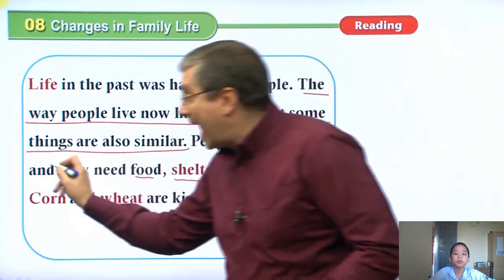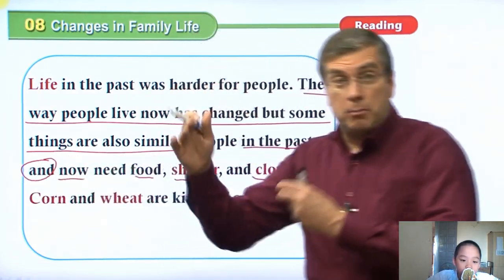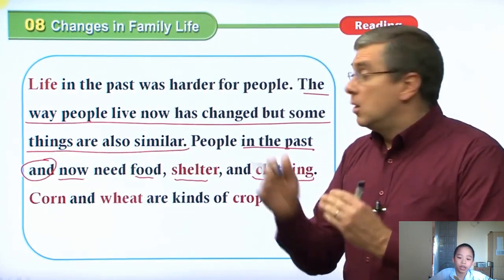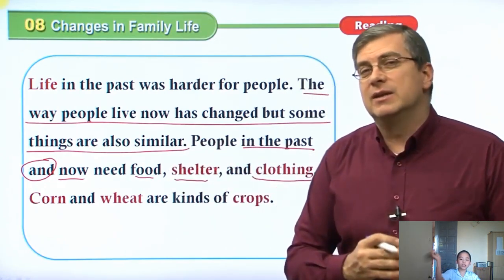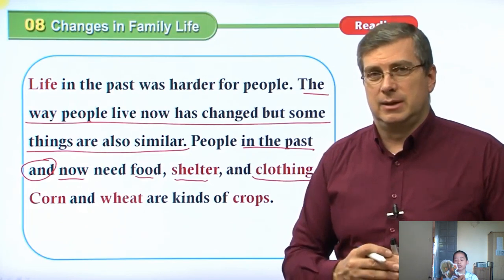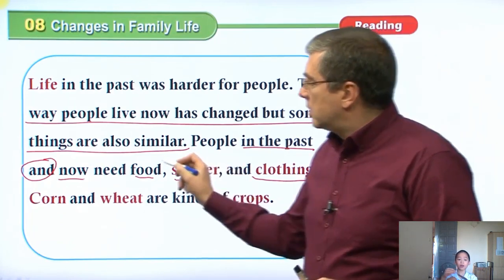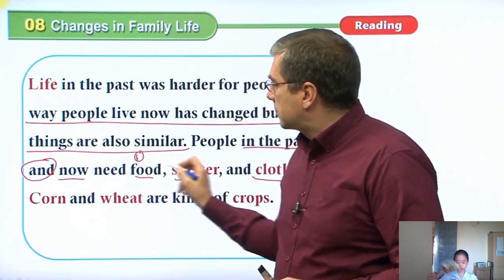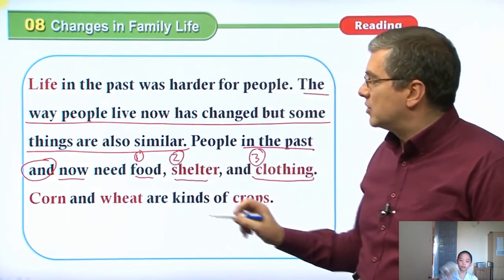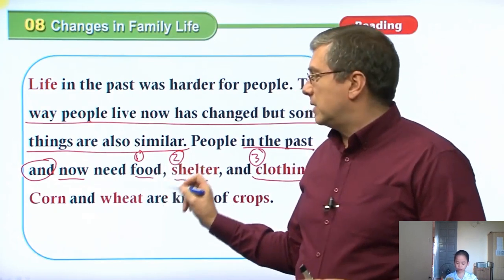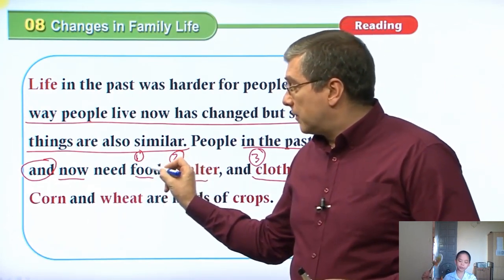Okay, people in the past and now need food, shelter, and clothing. Corn and wheat are also kinds of crops. So people in the past and now, we need food, we need shelter, and we need clothing. We need to have clothes. If we go outside without clothes, that would be not good.